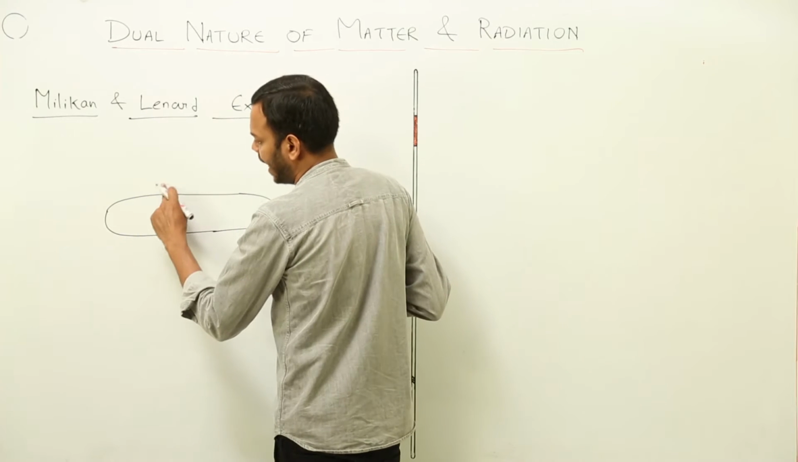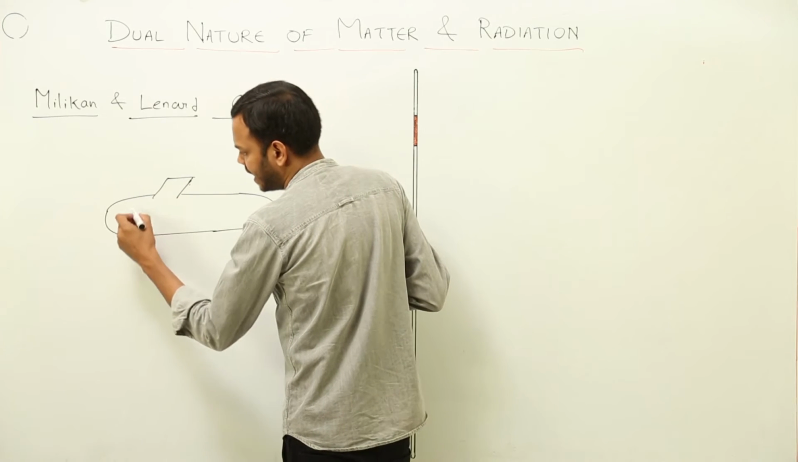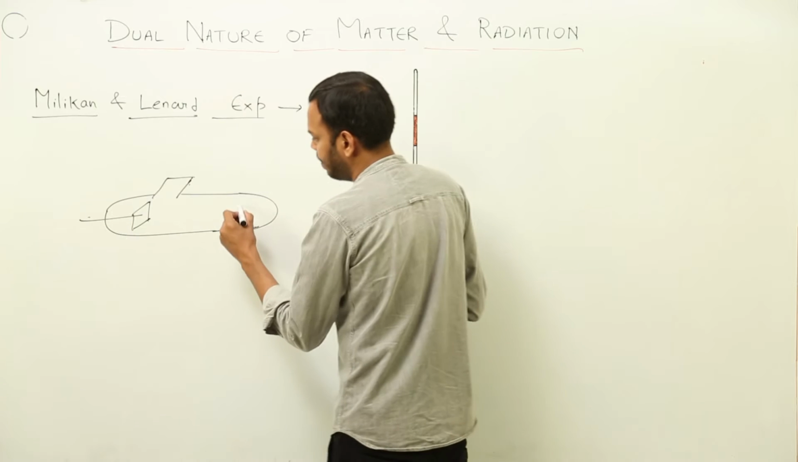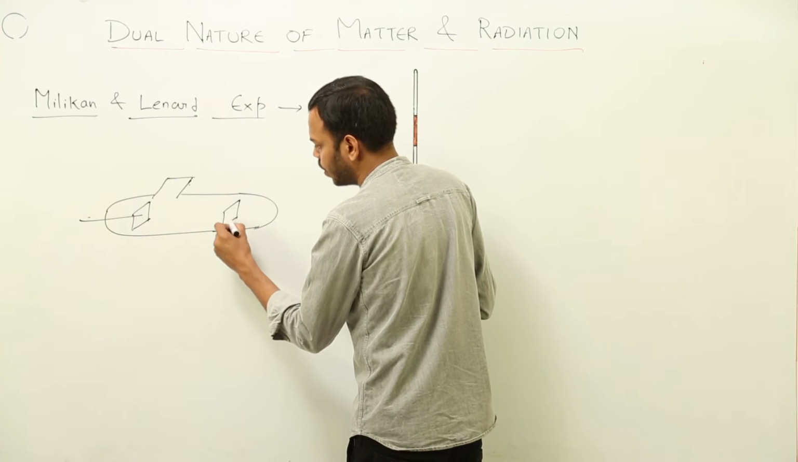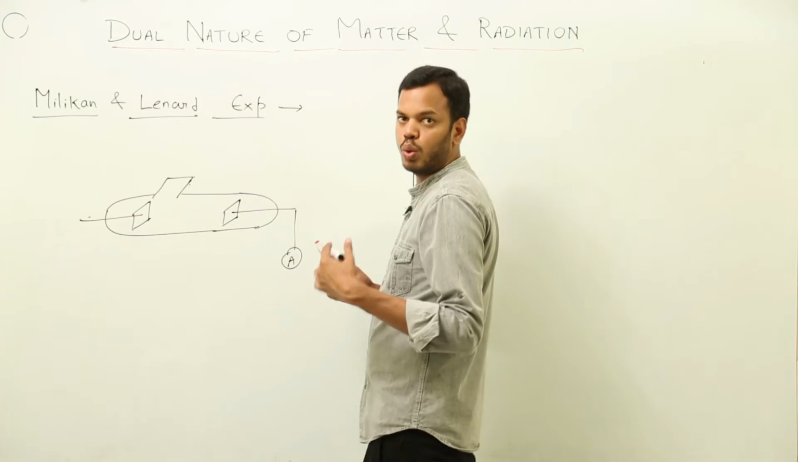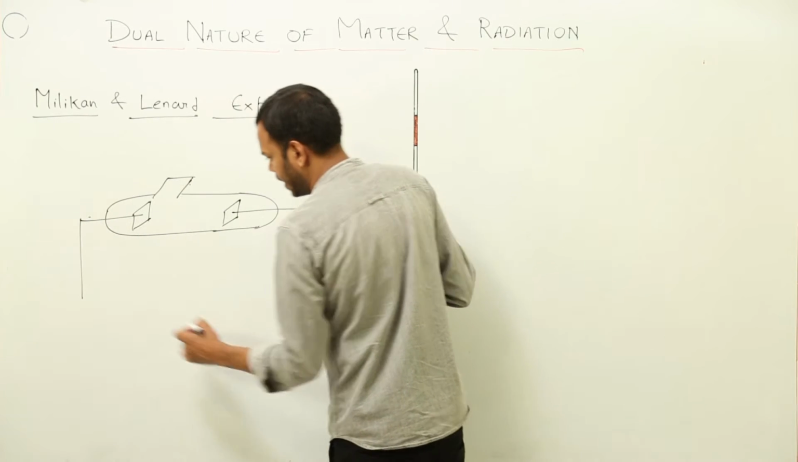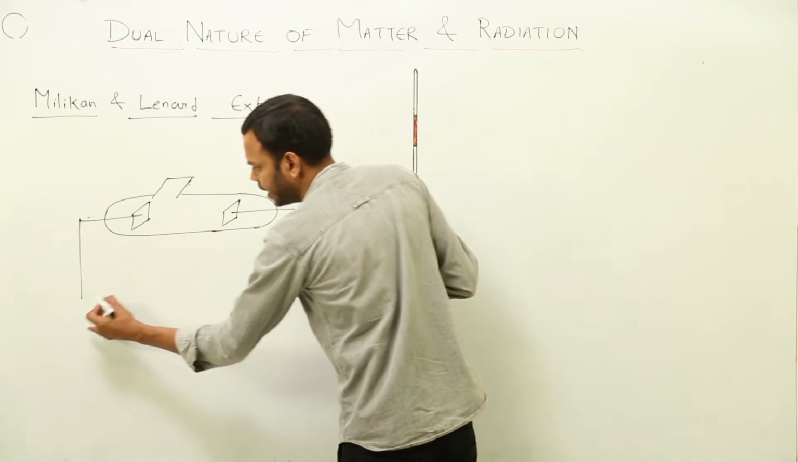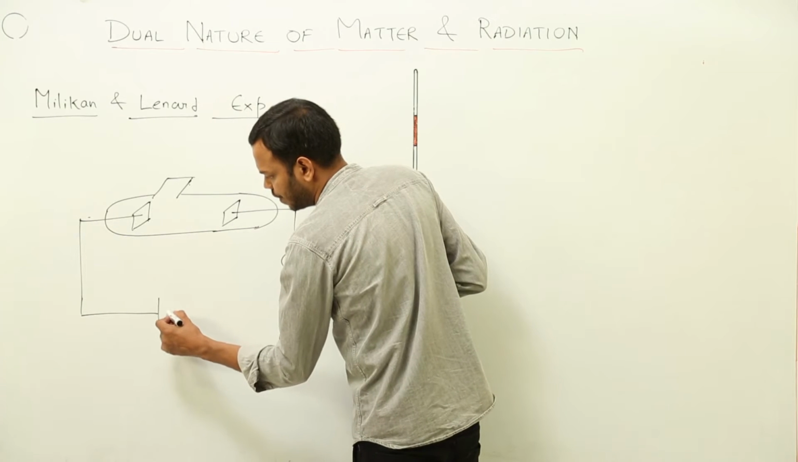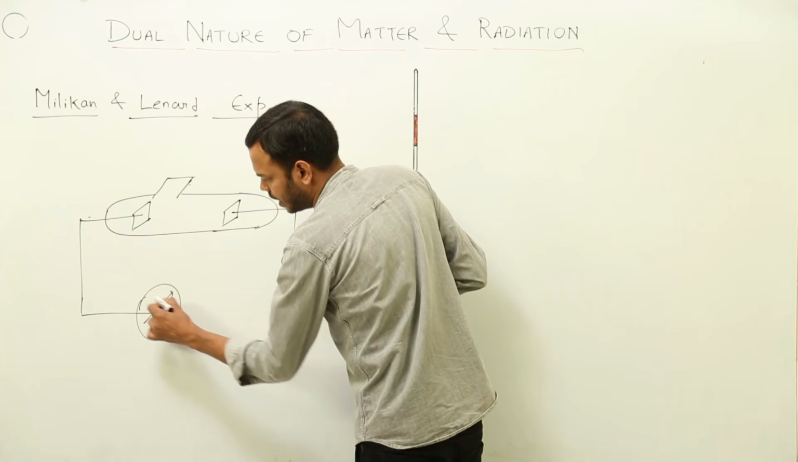This glass tube had an opening for incident light to come in. Then it consisted of metal plate A and metal plate B. An ammeter here, a microammeter, to observe if there is any flow of current, and this setup was connected with the voltage source, which is like this.